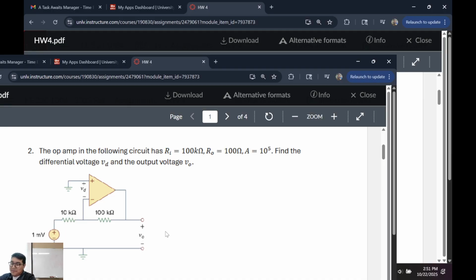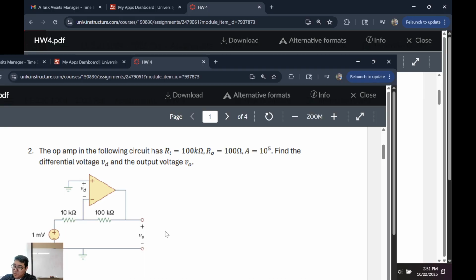Okay, so we have plus minus, this one's ground, 100K, plus minus 1 millivolt, ground. And this is V out and ground. There we go. Ground plus minus. Is that good? So it says our actual op amp, Ri is equal to 100K.